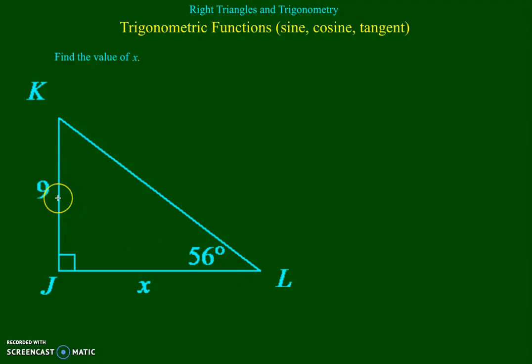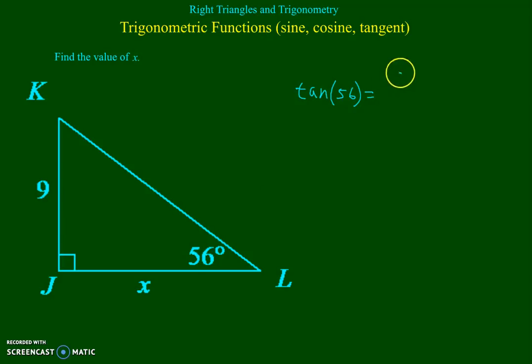SOH. Can't use it because we don't have the hypotenuse. CAH. Can't use it, don't have the hypotenuse. TOA, opposite over adjacent. That's the one because it has all three of the values that we know in this triangle. TOA. So our target ratio is going to be tangent. So we say tangent of 56, the angle always goes in as the input to the function, equals TOA.